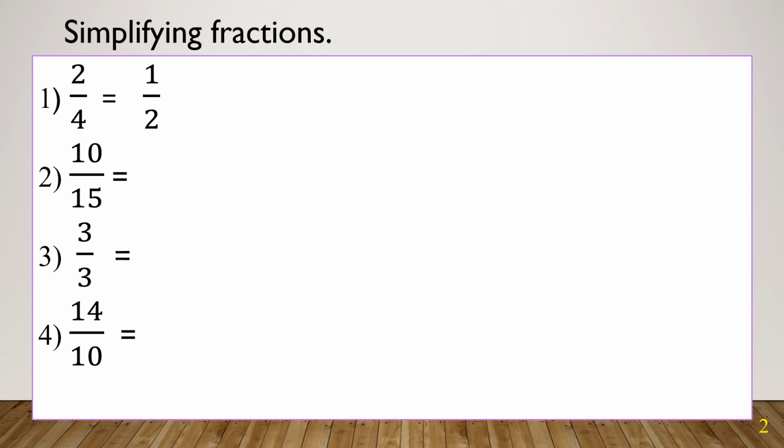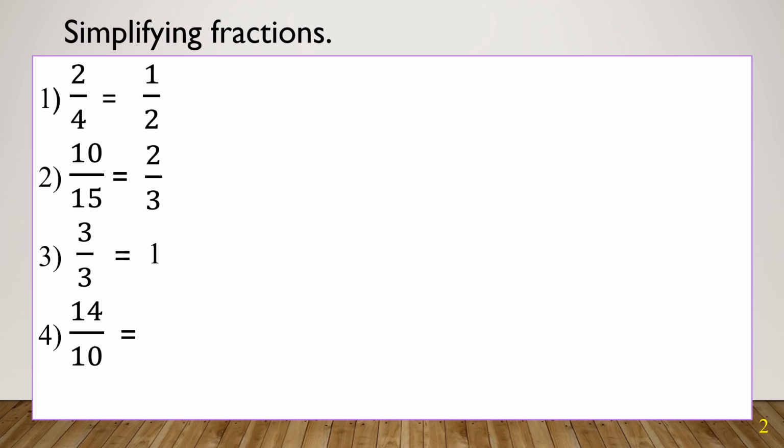Number 2, 10/15. So what is the GCF of 10 and 15? Okay, 5. So divide 10 by 5, then 15 divided by 5. So 10 divided by 5 is 2, and 15 divided by 5 is 3. Number 3, 3/3. As we all know, if the numerator and denominator are the same, it is equal to 1. So 3/3 is equal to 1.